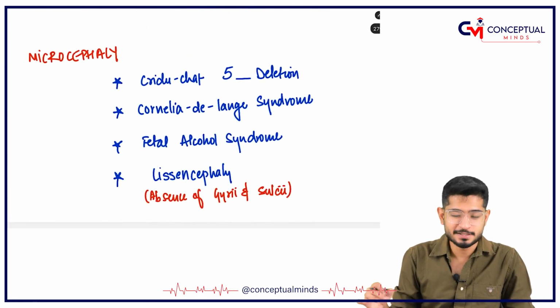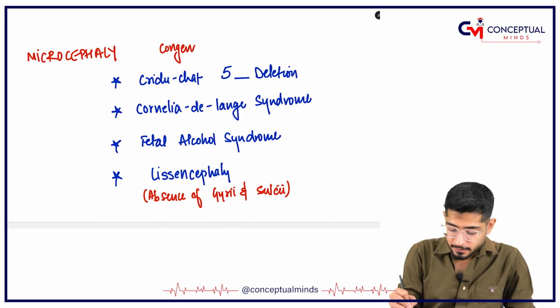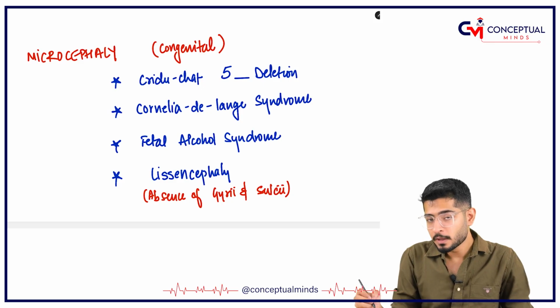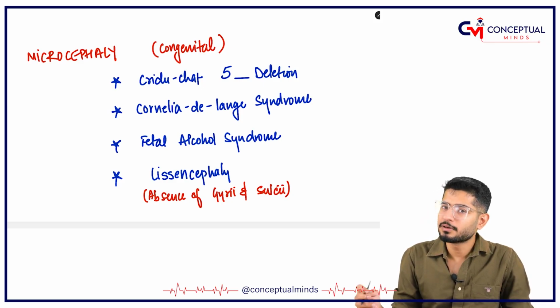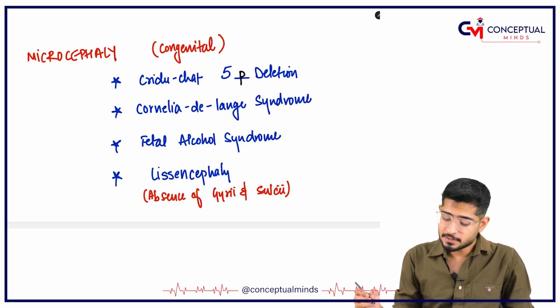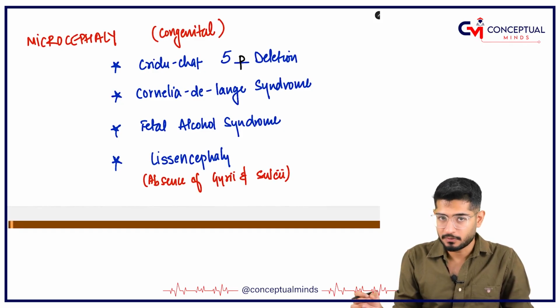One question I asked in the previous video on microcephaly: what are the congenital causes? One very important cause is cri-du-chat syndrome. The child is going to have a cry like a cat, right? And the deletion is of which chromosome? This has been asked multiple times. It is the 5p deletion. Another syndrome is Cornelia de Lange syndrome. I know the word is a little difficult, but you have to remember Cornelia de Lange syndrome. Fetal alcohol syndrome also has microcephaly.